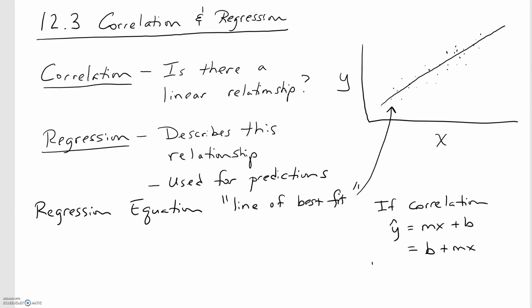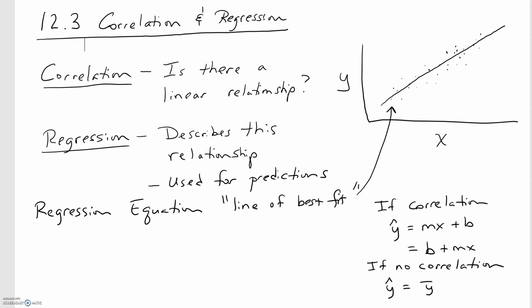If there happened to be no correlation, so if the dots were just all over the place, as we saw last week, then we won't use the regression equation because there is no correlation. What we would use to make our predictions is y bar.